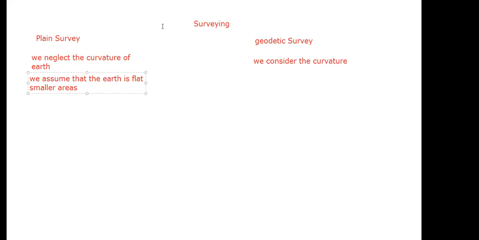और plane survey की जब हम बात करते हैं तो we have 3 types of plane survey. First one is chain survey. Second one is table survey. And third one is theodolite survey. These are the 3 types of plane survey.